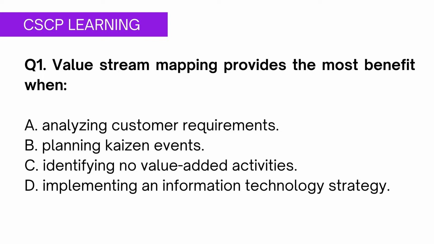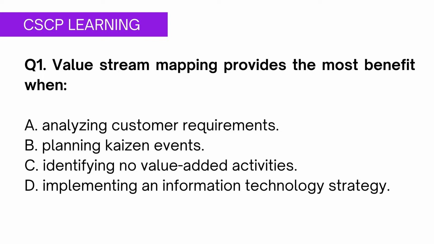Let's begin with option A, which says that value stream mapping provides the most benefit when analyzing customer requirements. Since we study and analyze process in value stream mapping, therefore this can be an appropriate answer. But let's see what we have in option B. Planning Kaizen events.